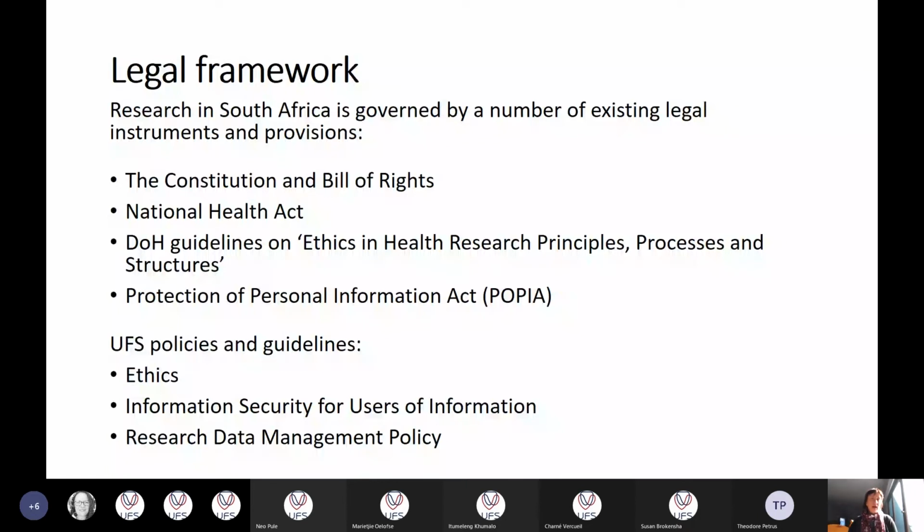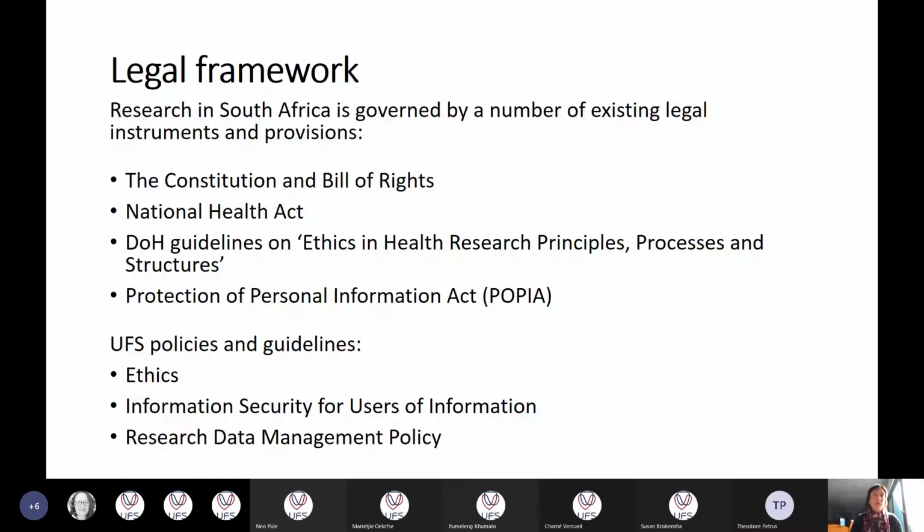In addition, on the 1st of July of this year, the Protection of Personal Information Act came into effect. And this act has implications for all research activities that involve the collection, processing, and storage of personal information. At the university, we also have guidelines and policies in place. For example, the guidelines and standard operating procedures that we follow from the ethics committees. We also have a policy on information security for users of information from ICT. And then we have a research data management policy from the library.